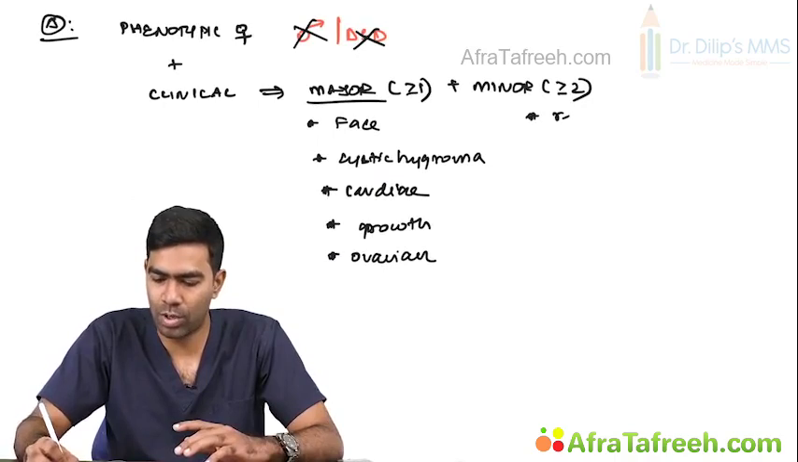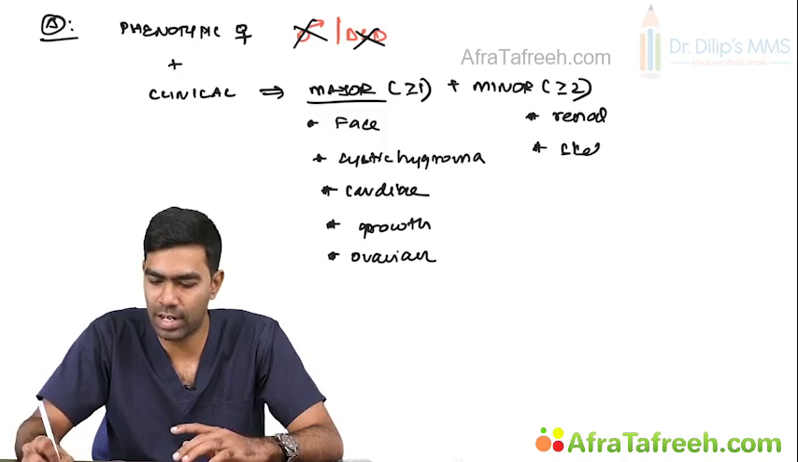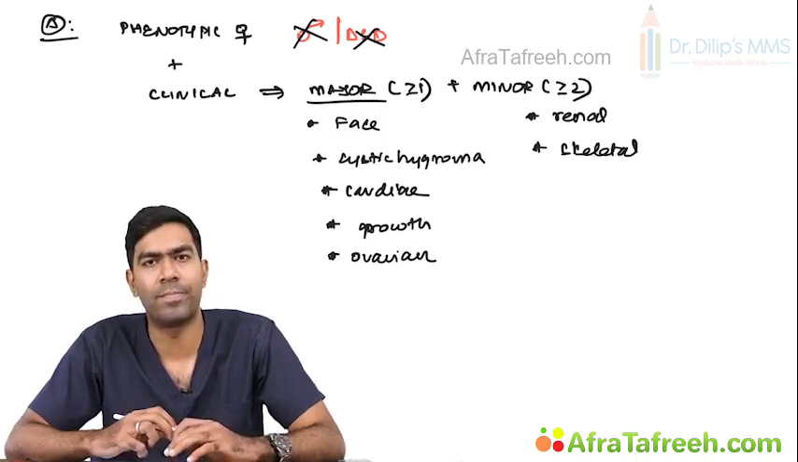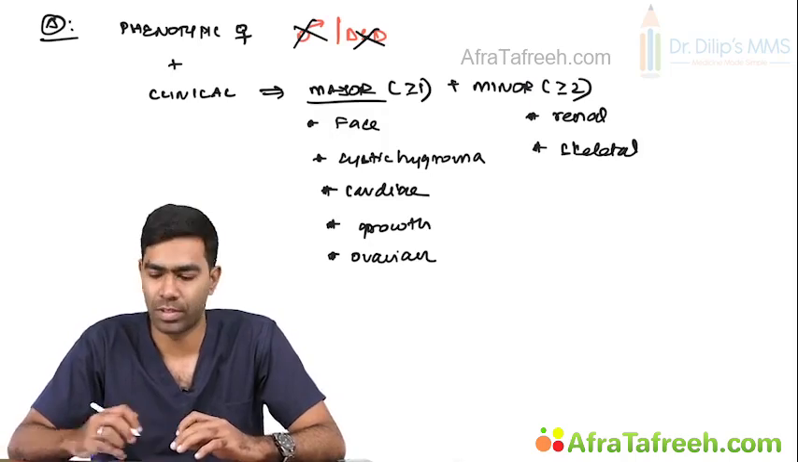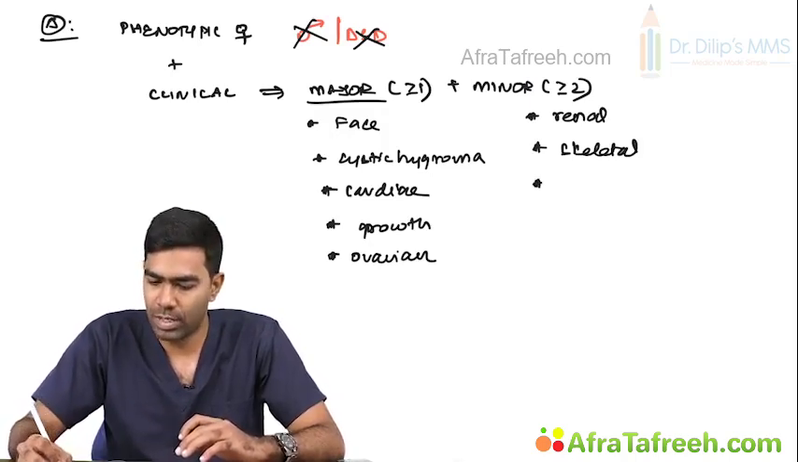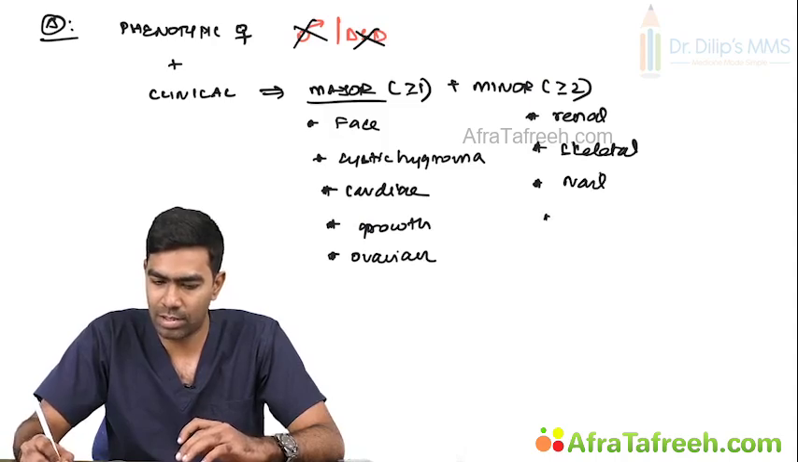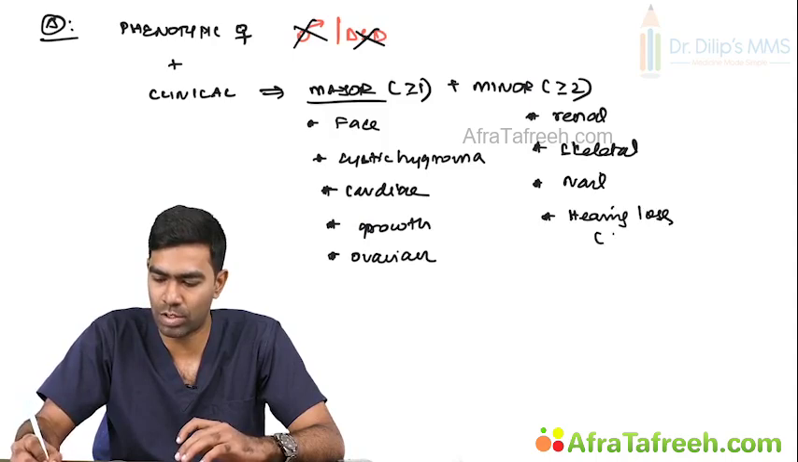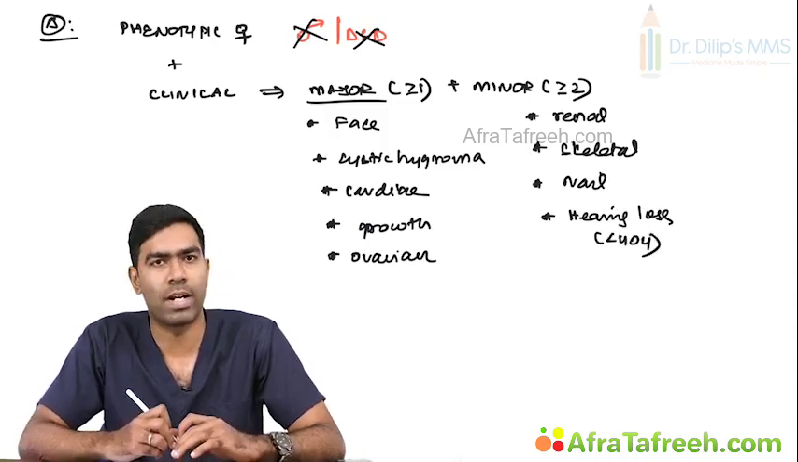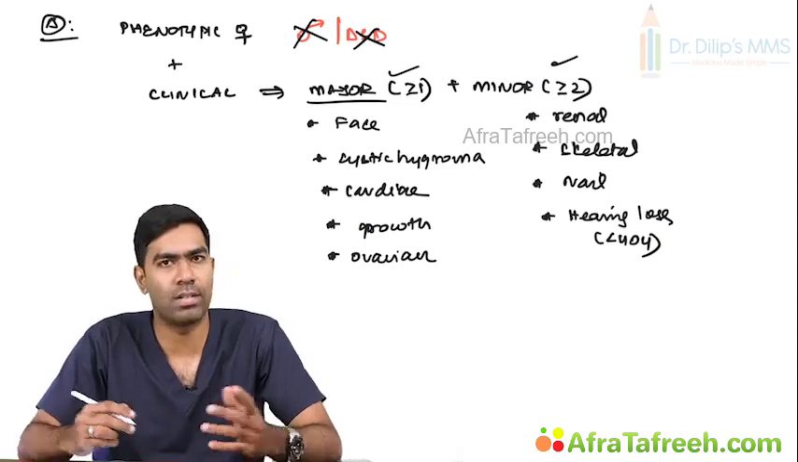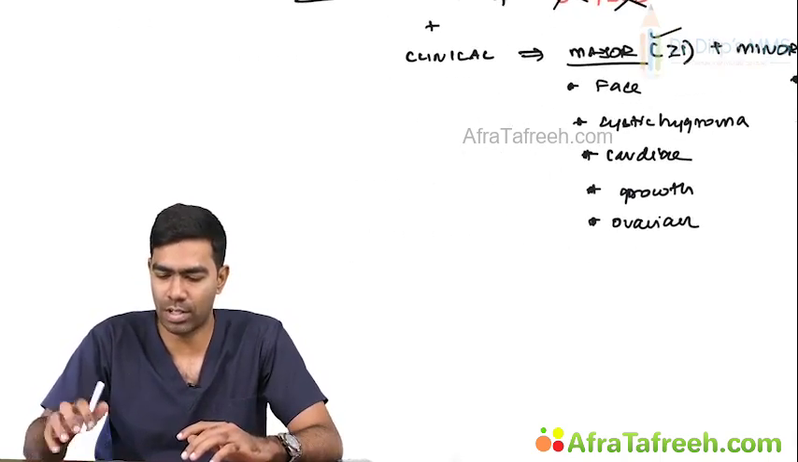And minor criteria include renal abnormalities, which I told you, horseshoe kidneys, pelvic kidneys, unilateral renal agenesis, skeletal defects like this brachymetacarpia, and this Madelung deformity, and a lot of nail changes or presence of hearing loss, which happens within 40 years of age. So these are some of the minor criteria. You have one major, at least two minor. It's a clinical criteria for diagnosing Turner's.